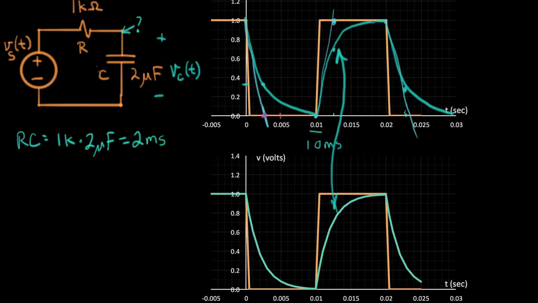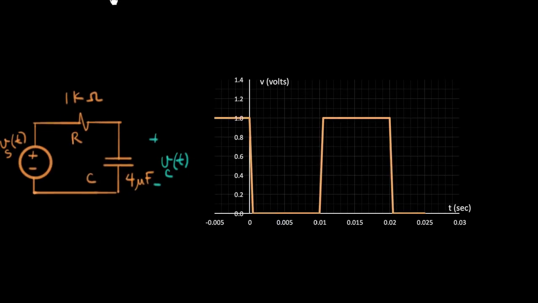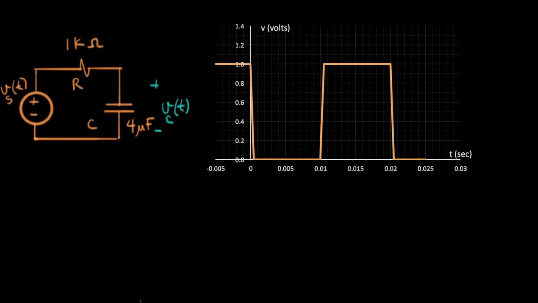So let me do one more problem, and we'll change the capacitor value. Now the change here is 4 microfarads. This is still 1K, and this is 4 microfarads. So RC, let's do it again real fast. RC equals 1K times 4 microfarads, and that equals 4 milliseconds. So now I know that the time constant is 4 milliseconds.